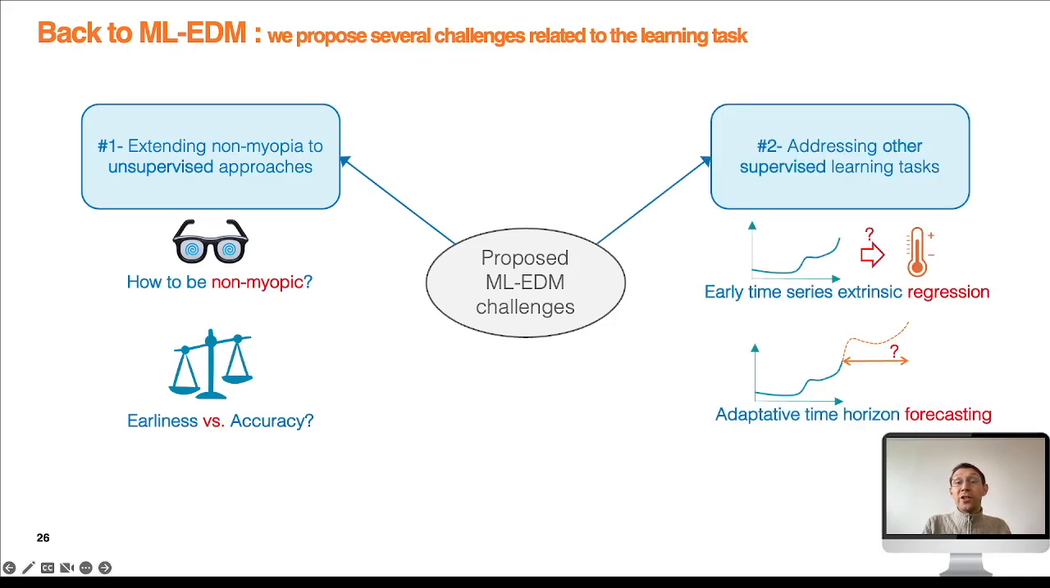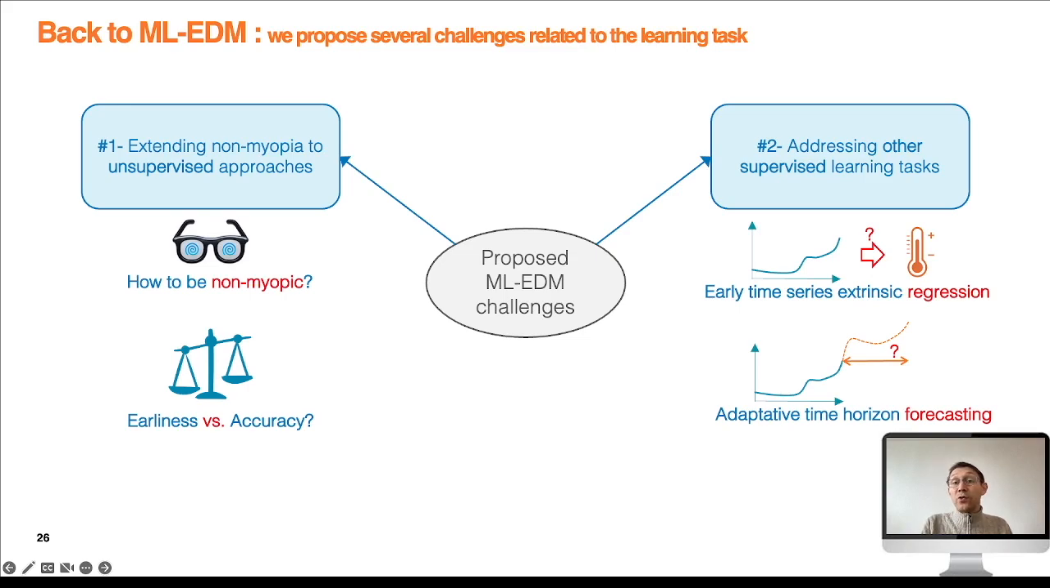The second challenge is to deal with other supervised learning tasks. Here are only 2 examples, and more details are available in our position paper. First, early extrinsic regression consists in estimating as soon as possible a continuous value from partially observed time series. For example, this time series could correspond to the heating inside a house, and we will try to predict the temperature outside. The second example is early forecasting.